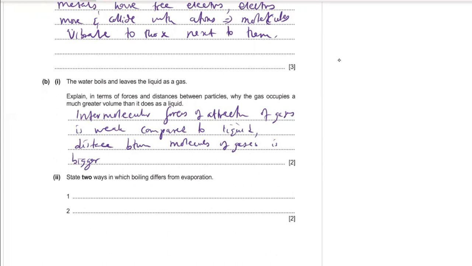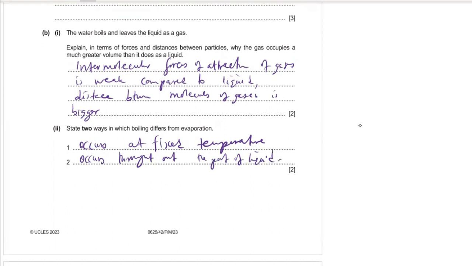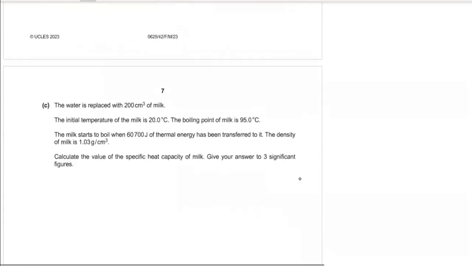State 2 ways in which boiling differs from evaporation. So boiling occurs at a fixed temperature, while evaporation occurs at all temperatures. Boiling occurs throughout the liquid, while evaporation occurs at the surface of that liquid. Boiling does not cause a cooling effect, while evaporation causes the cooling effect.